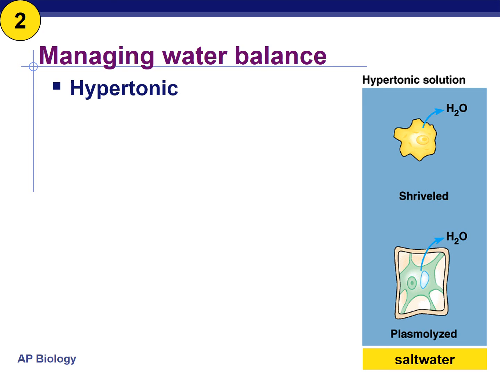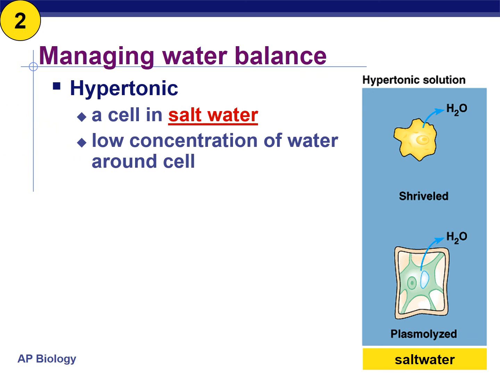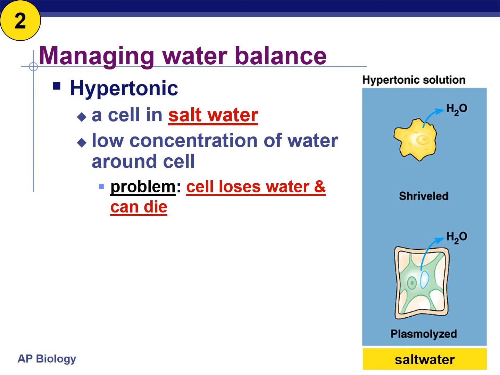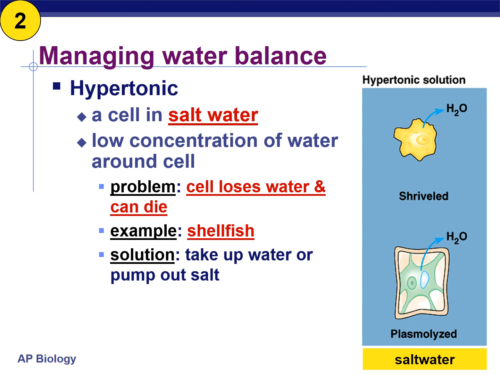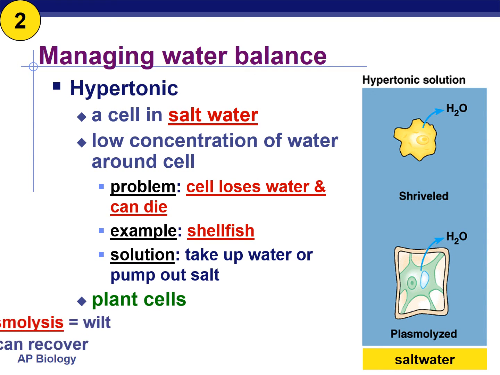Now in hypertonic solutions, we have a different problem. All right, now when we put the cell in salt water, the low concentration of water around the cell is going to cause the cell to lose water. This is the case with shellfish and all kinds of ocean-going fish. They drink constantly. They're constantly taking in seawater, and many sea-going marine organisms will excrete an incredibly salty urine in order to help get rid of their osmotic imbalance.